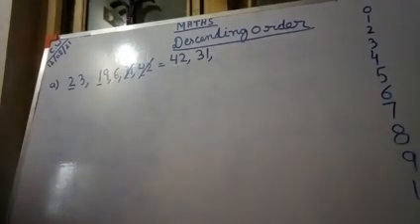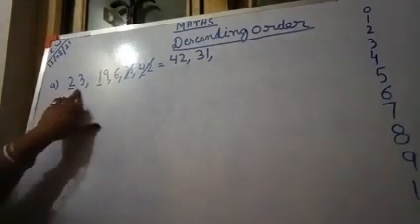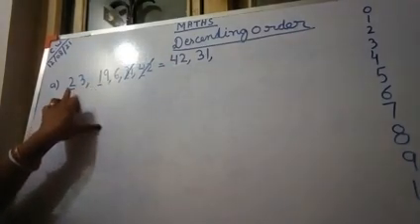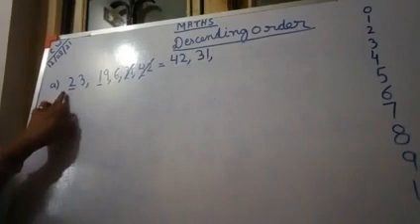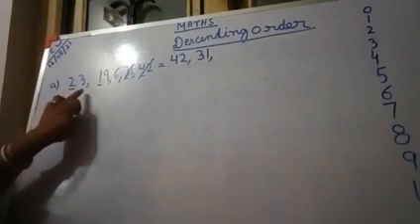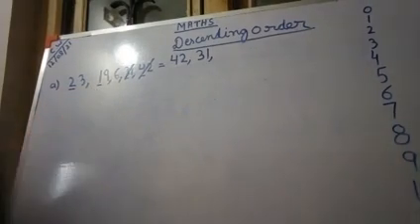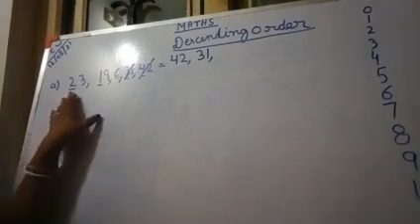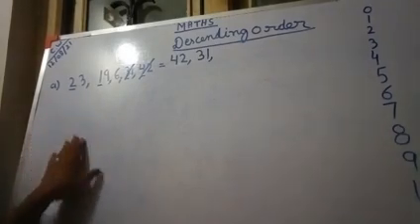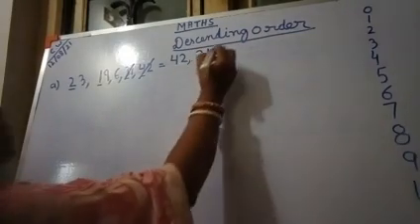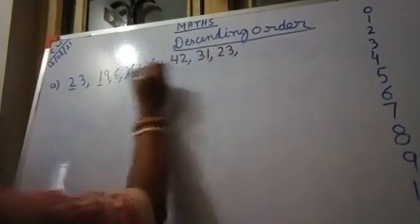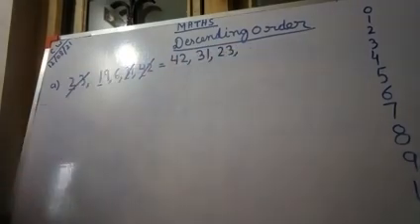Okay. After that, you see 23, 19. Between them, tens place number you see. Here it is 2 and here it is 1. If you count from back side, 2 will come first. So we will write 23 is the next biggest number.